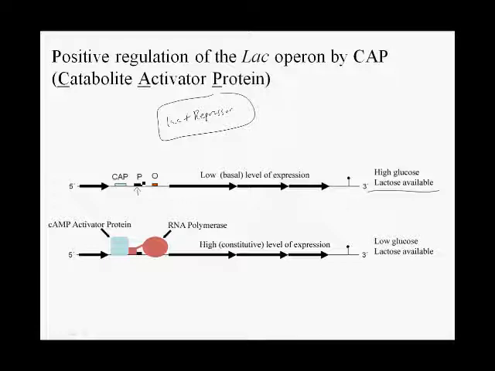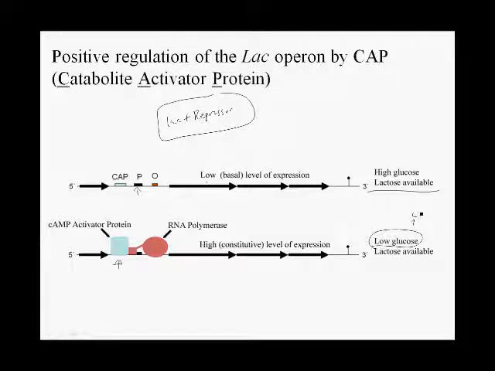This is still not enough to get high-level expression. The unguarded promoter will be transcribed at very low levels by RNA polymerase because remember, RNA polymerase does not like the lac promoter. To get full induction or high-level expression, we have to have low glucose. The cell has to be starving for glucose.